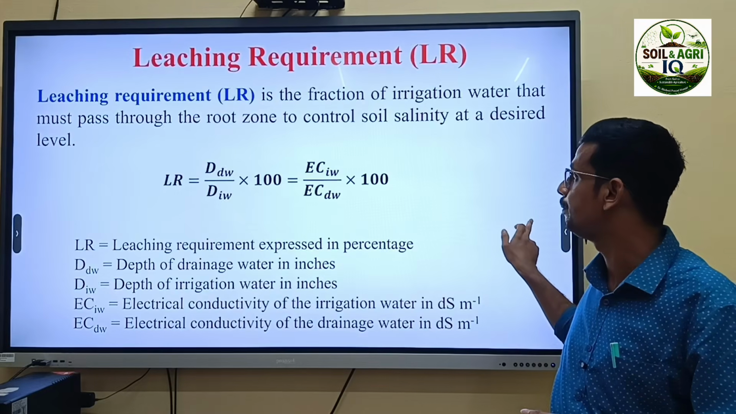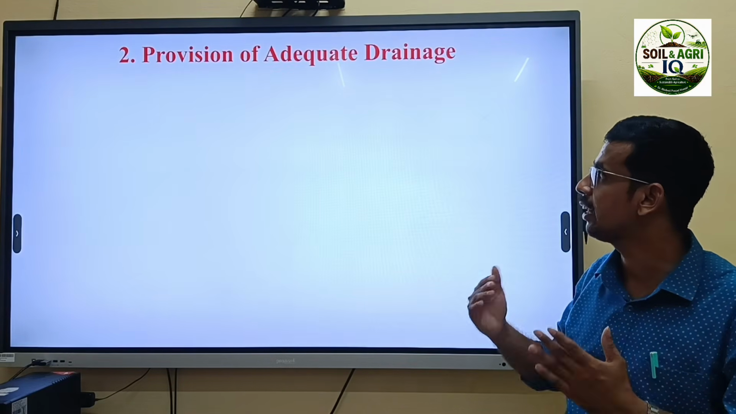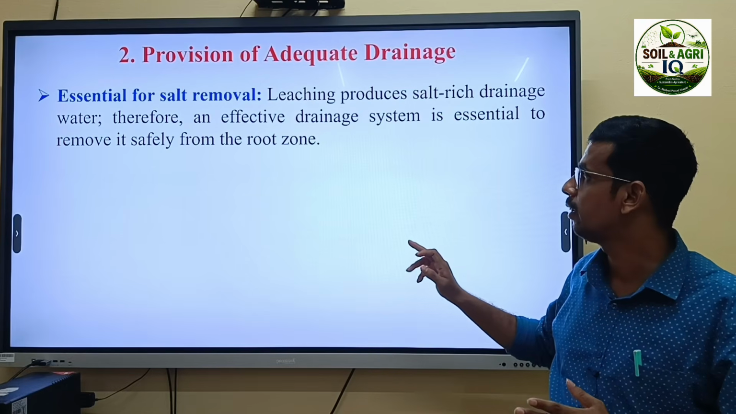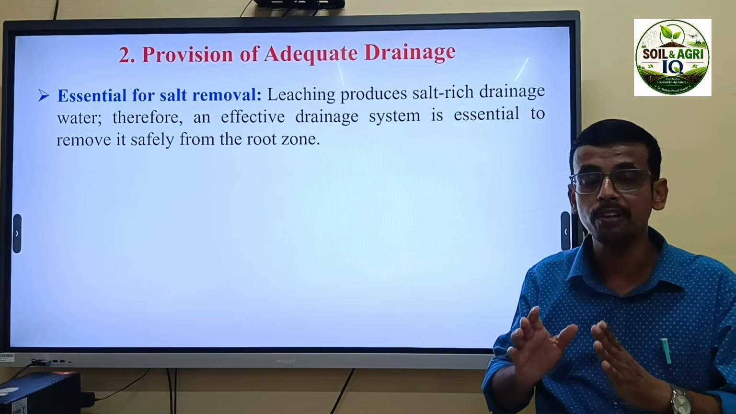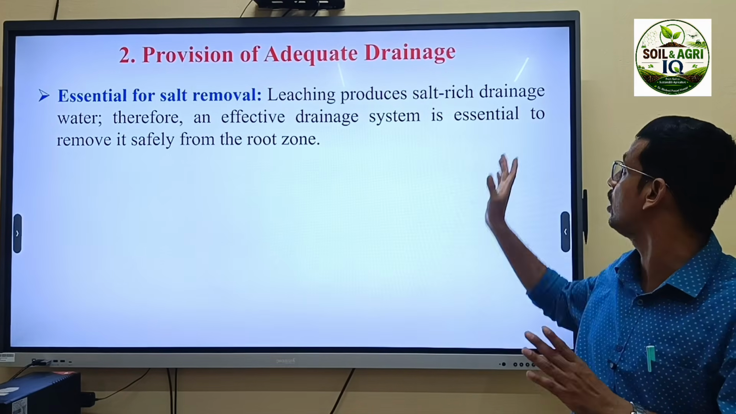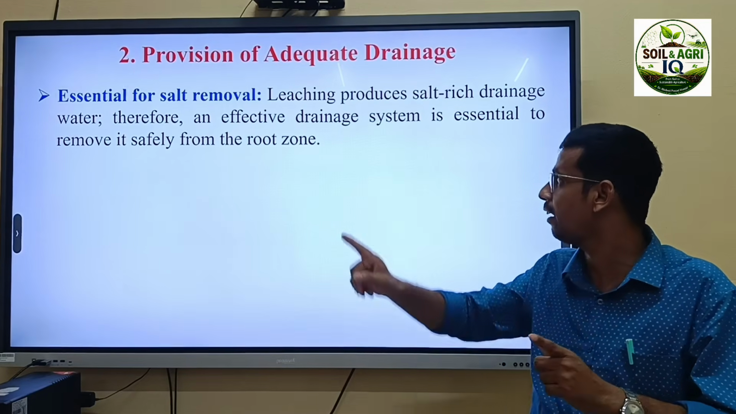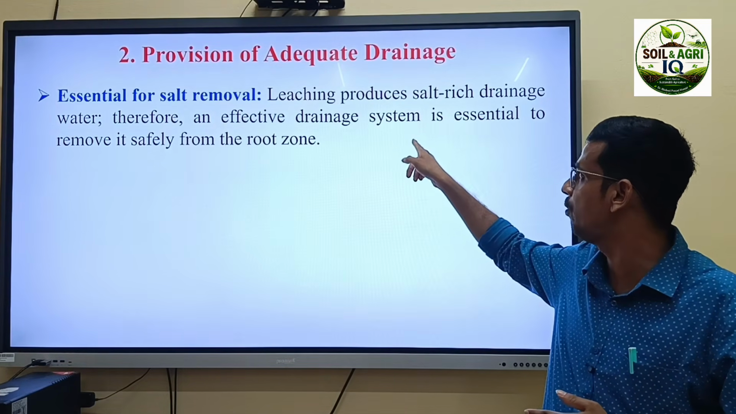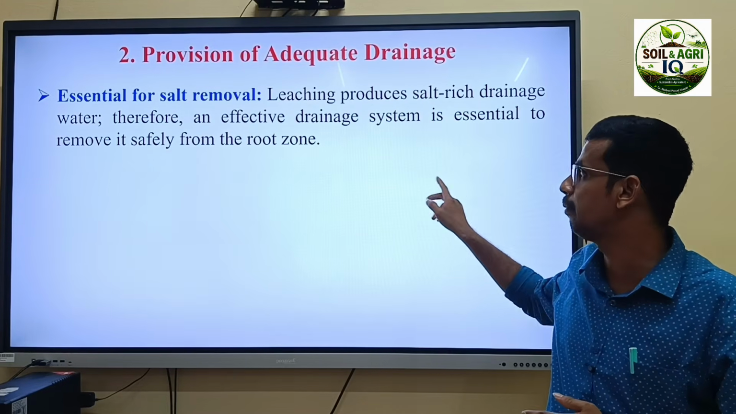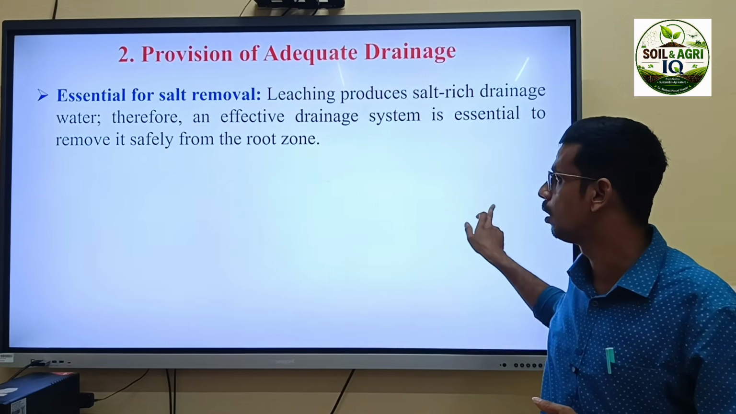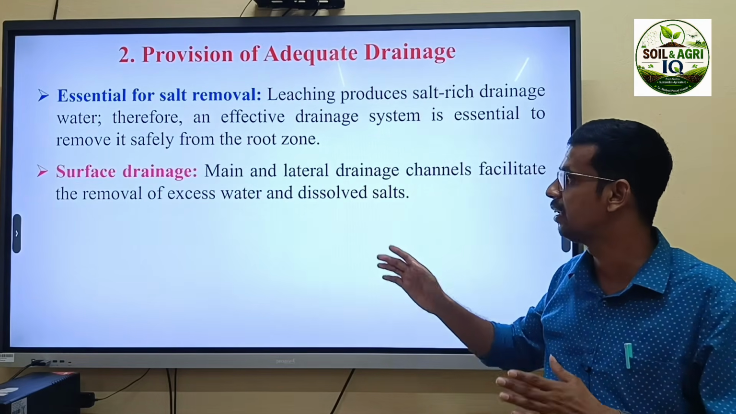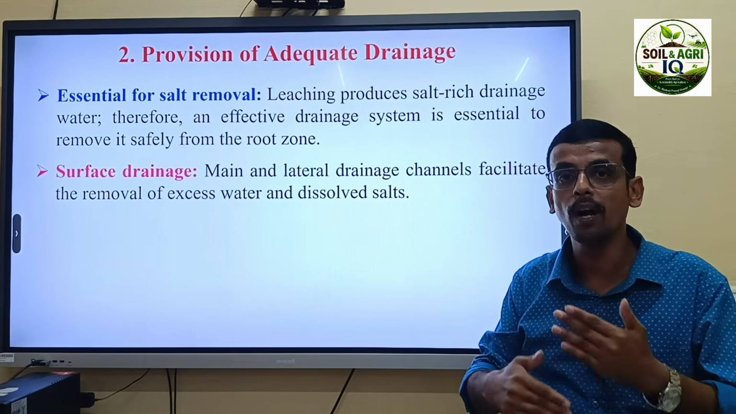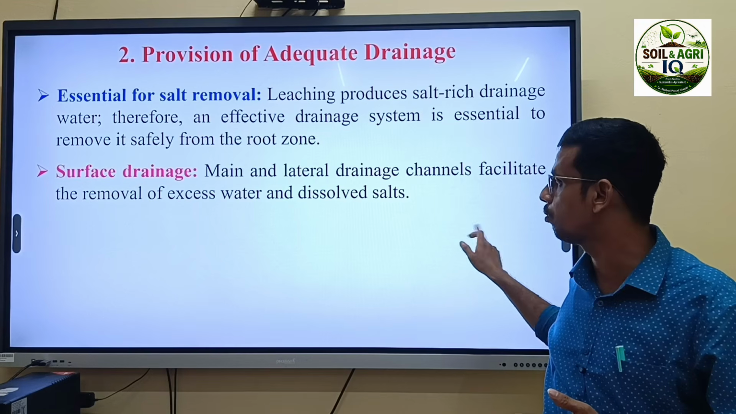You can read it. Then coming to the second one, the provision of adequate drainage, which I already told you is essential for salt removal, because leaching produces salt-rich drainage water that must be removed from the root zone through an effective drainage system. Second is surface drainage. Here main and lateral drainage channels facilitate the removal of excess water and dissolved salt.